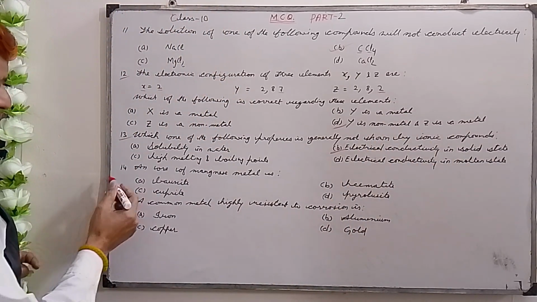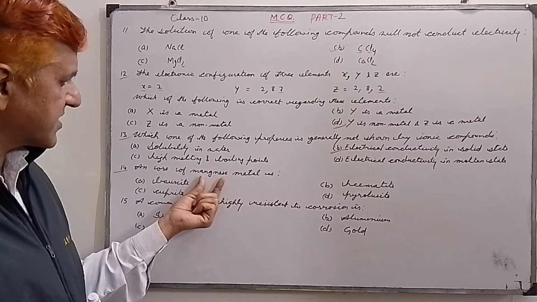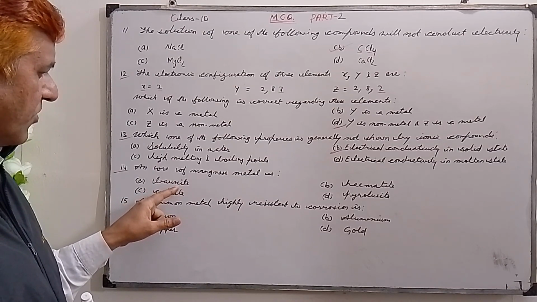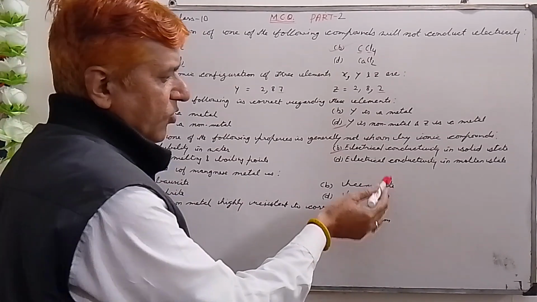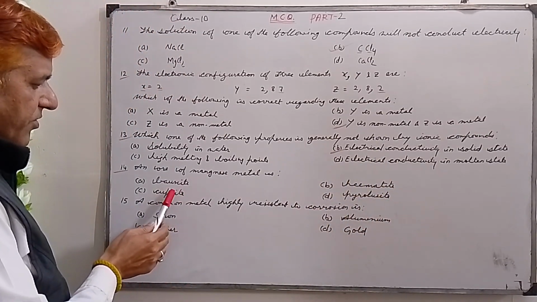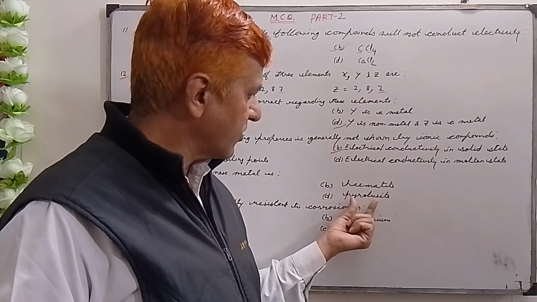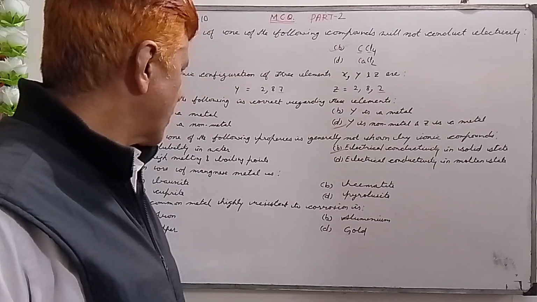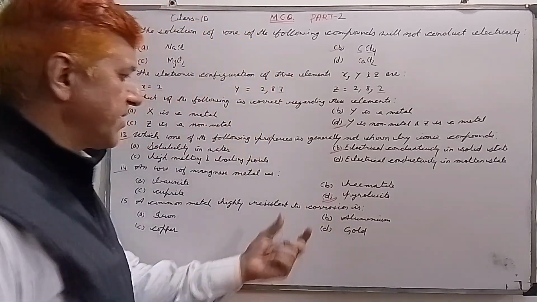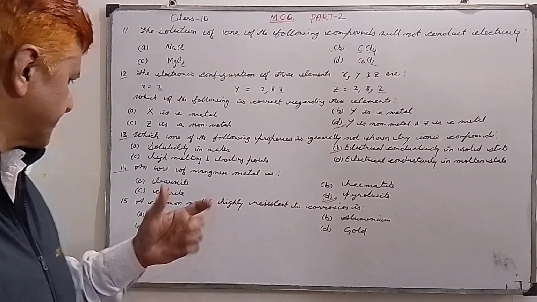So question number 14. An ore of manganese metal is bauxite? No, because bauxite is the ore of aluminium metal. Hematite? No, this is the ore of iron. Cuprite? No, this is the ore of copper. So pyrolusite is the ore of manganese metal. So D is the correct option. My dear students, please remember this. These are very, very important ores of different metals.